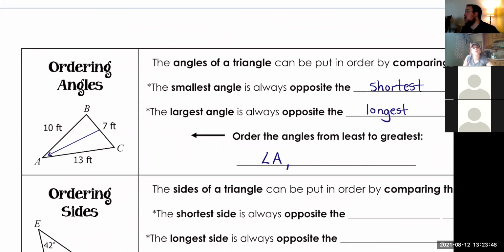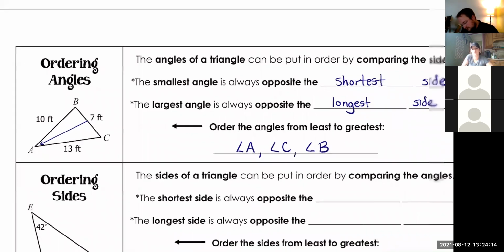Ask, what's the next longest side? The 10 foot, which is opposite angle C. Which then, by process of elimination, angle B must be the largest angle. And I can say that without even knowing the actual measurements of those angles. Whatever they are, in that order from smallest to largest.